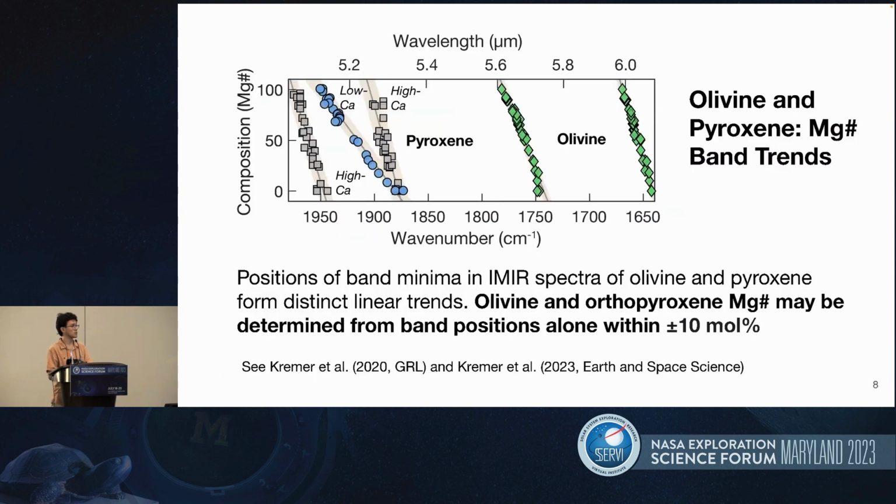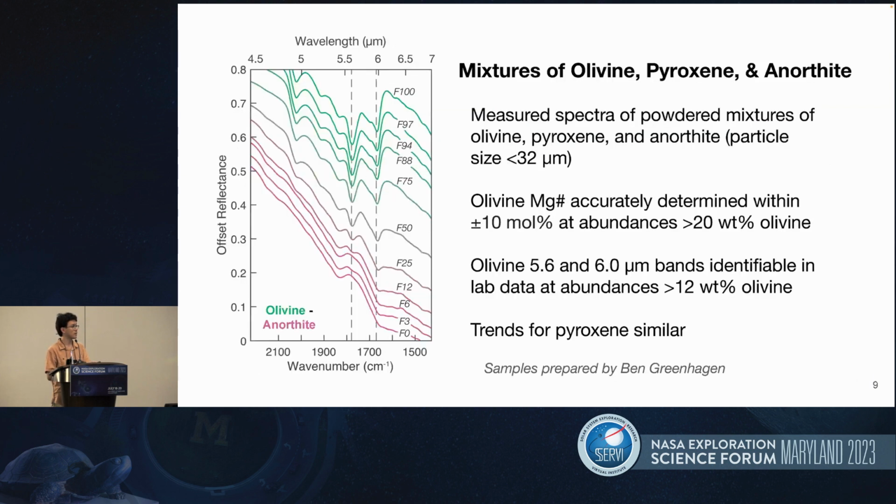So when we look at all these results in their totality across the synthetic and natural pure olivine and pyroxenes, what we see are several well-defined trends in the relationship between the minimum position of these bands and the Mg number of these pure mineral samples, for high calcium pyroxenes in gray, for low calcium pyroxenes in blue, and olivines in green. And these relationships enable us to determine Mg number within plus or minus 10 mole percent, or plus or minus 20 mole percent in the case of high calcium pyroxene. So now the question is, how do we apply this to the moon?